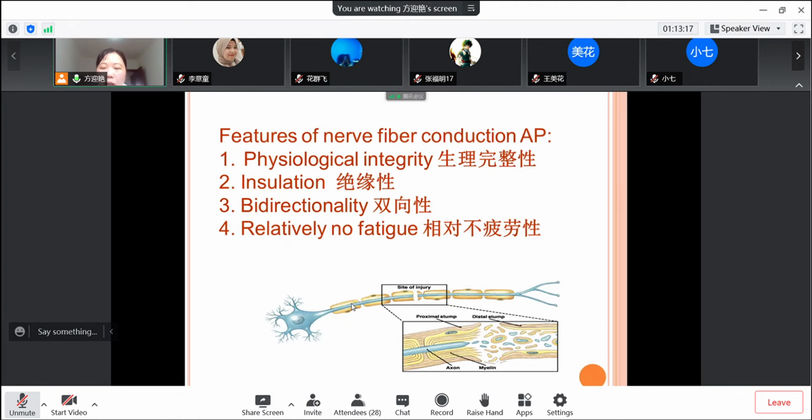And then we talk about whether the speed is high or low, which is also related to the diameter of the fiber.